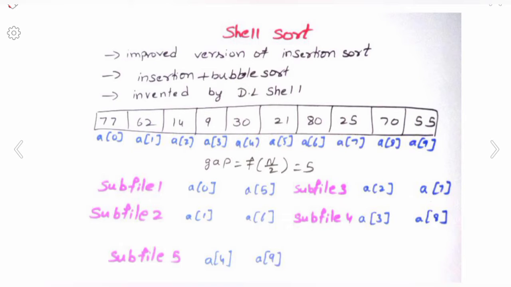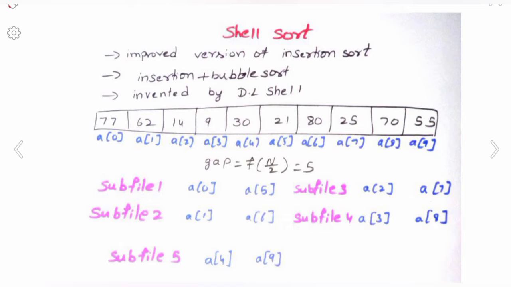Shell sort is also a part of the insertion sort. It is an improved version of the insertion sort. The insertion sort works very well when the input elements are partially ordered and the number of elements to be sorted is very small. This is actually a combination of insertion and bubble sort.